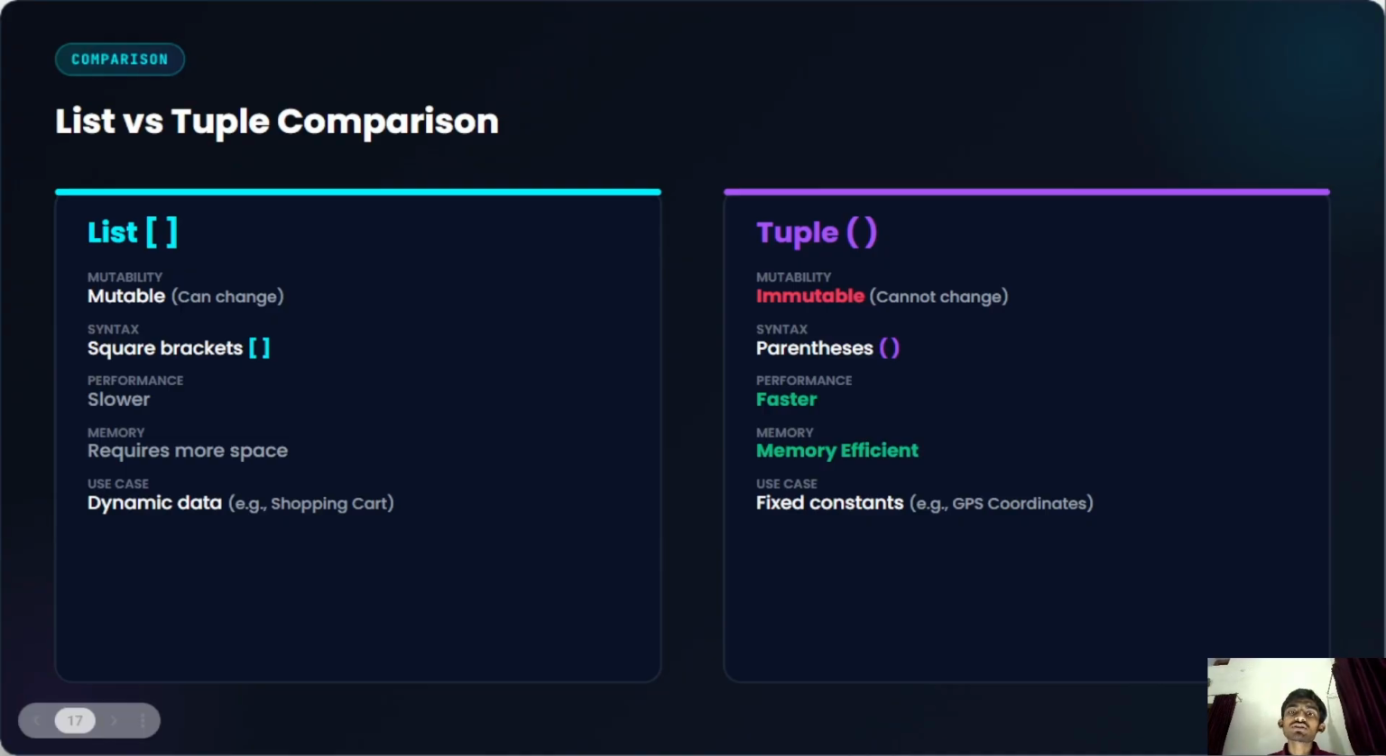Now let's compare both side by side. Let's begin with mutability. Lists are mutable. That means we can add, remove, and modify values. Tuples are immutable. Once created, its values stay the same. Next, look at the syntax. Lists use square brackets, and tuples use parentheses.